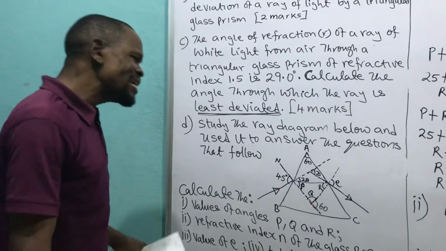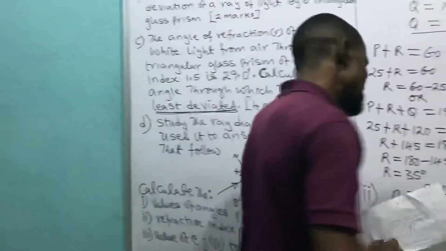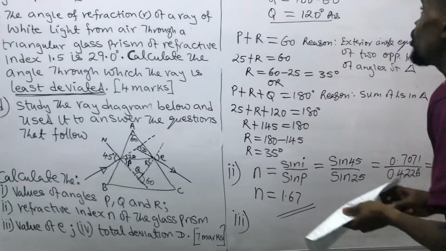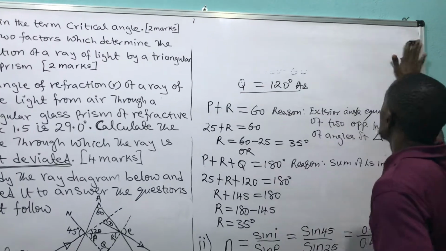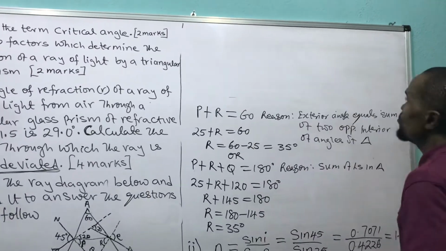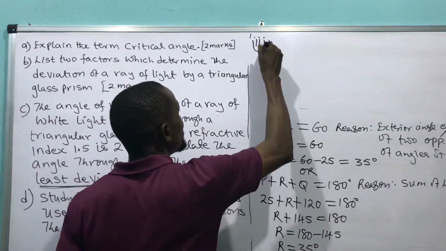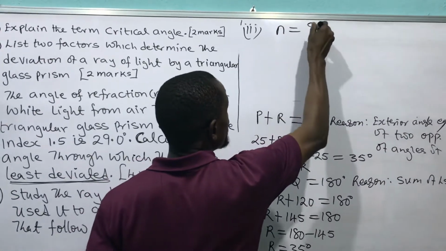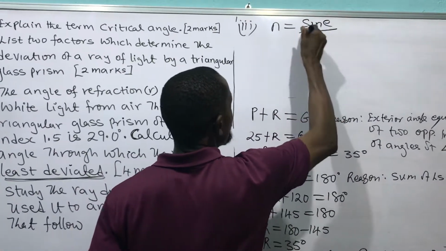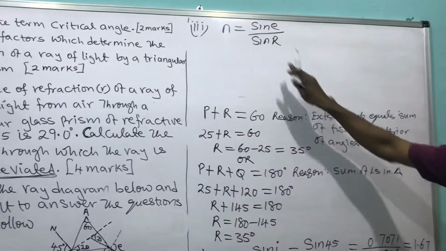Or I can calculate E using my formula, which says what? Again, can I clean up here? Let me just clean here. Can we move ahead? I'm looking for E. I can say N is equals to sine of E over sine of R. Are you following what I'm doing?